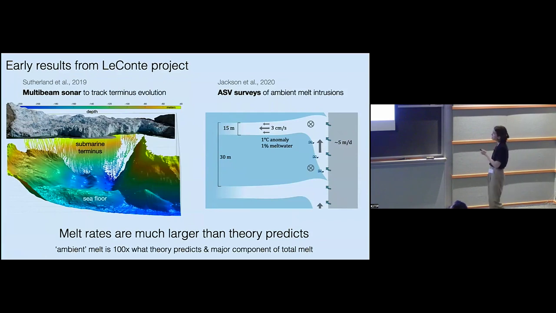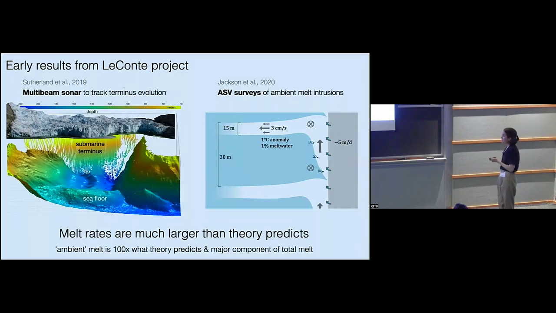And this was complemented by some analysis that I led using the autonomous surface vehicles to survey the ambient melt intrusions. So in the regime away from the energetic subglacial discharge plume, you have these little plume intrusion features, and we surveyed them. And what we found is that when you put these results together, there's a lot more melt than standard plume melt theory predicts.